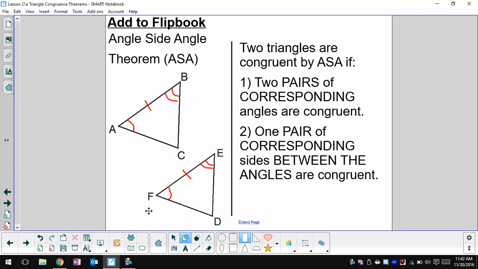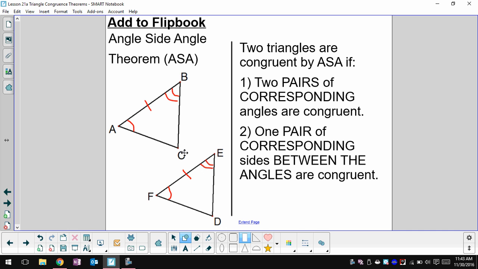One of the other theorems we're going to talk about, add this one to your flip book. It's similar to angle-angle-side. It's angle-side-angle. And if you notice, even in the names, the word side is between the two angles. And that's what makes this one unique from angle-angle-side.